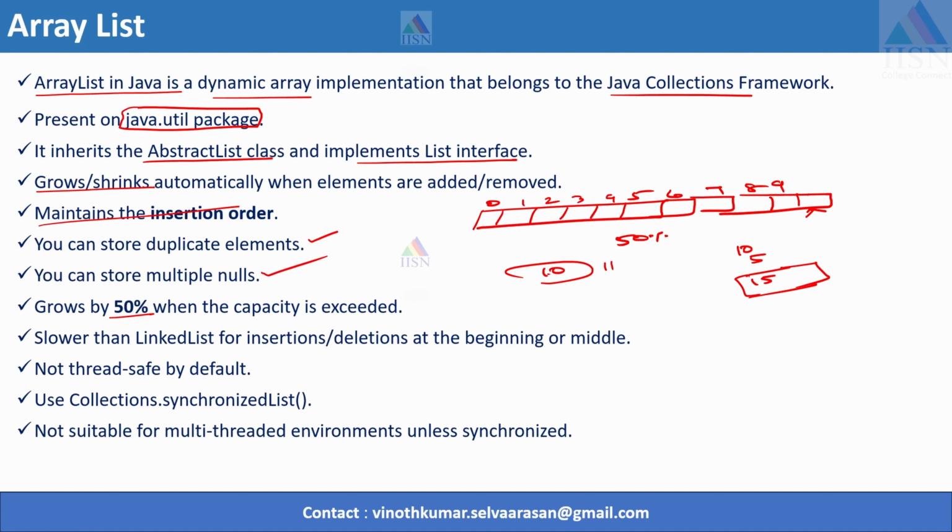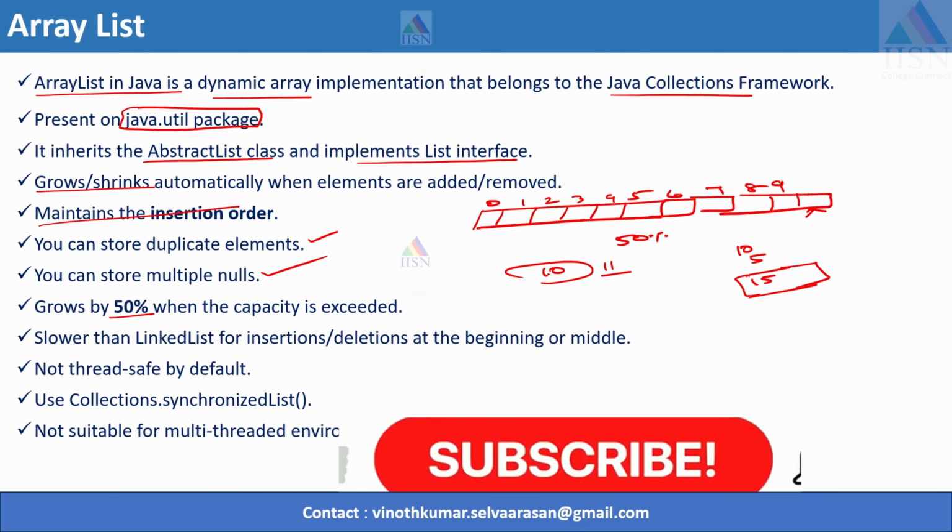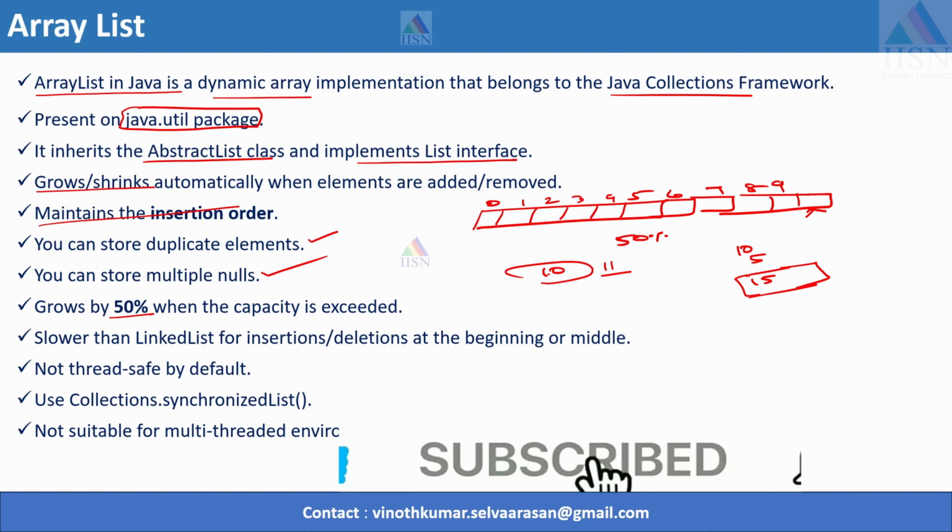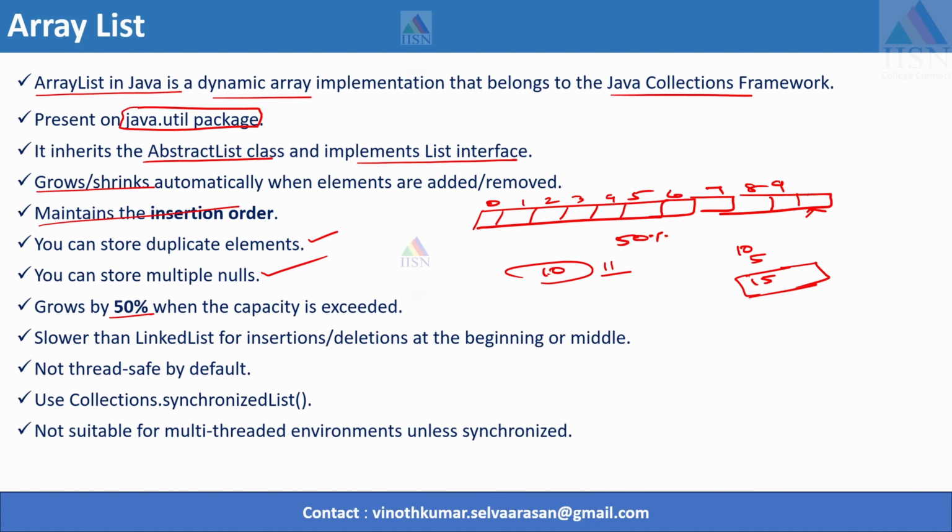So the default size is 10. When we insert data at the 11th location, the total size increases to 15. A new array is created and all the data is stored in that location. It is slower than LinkedList for insertion and deletion at the beginning or in the middle. Why is this happening? When we remove data, all the data that exists afterwards needs to move one step forward. So it takes time. That is why deletion operations are more difficult in ArrayList.